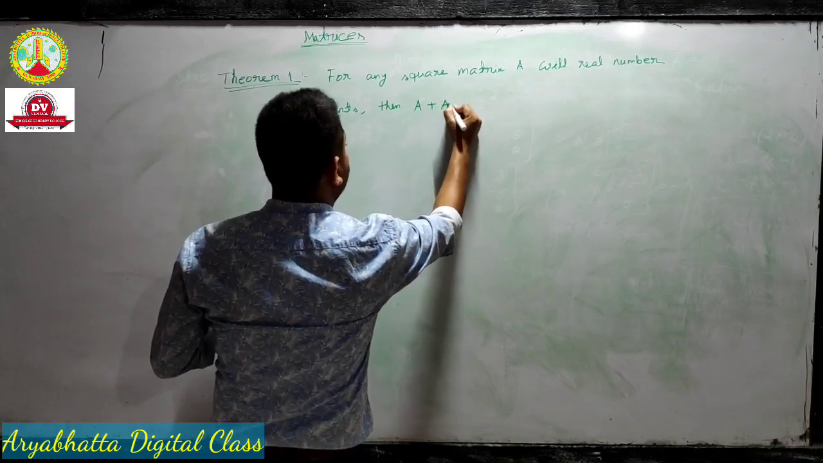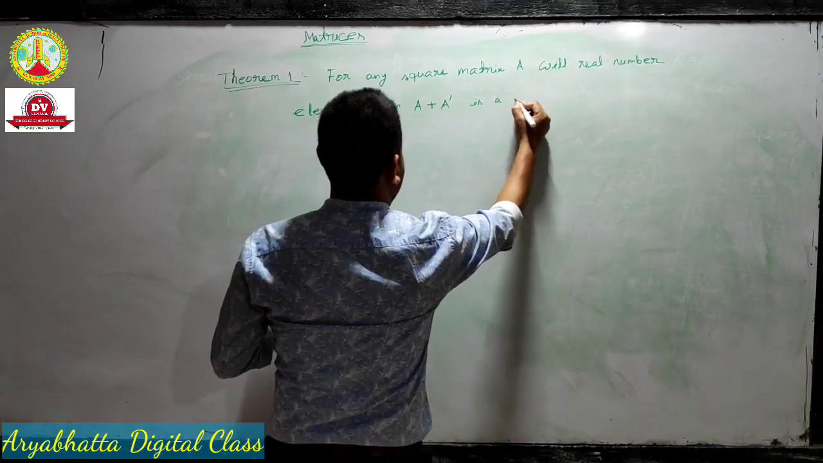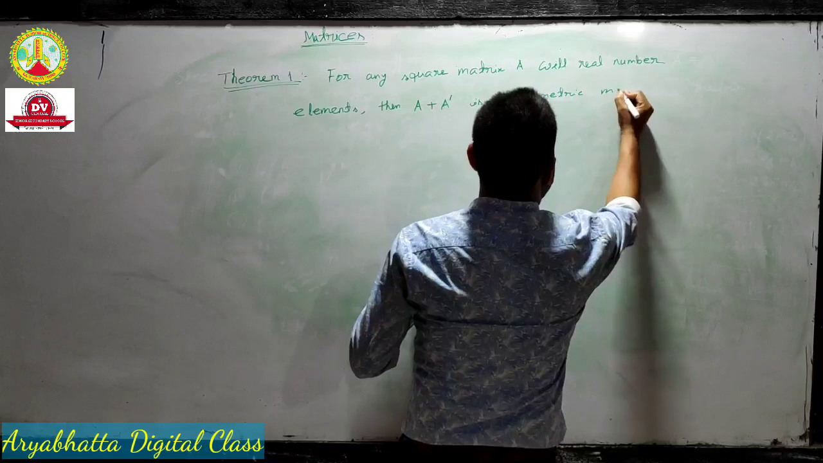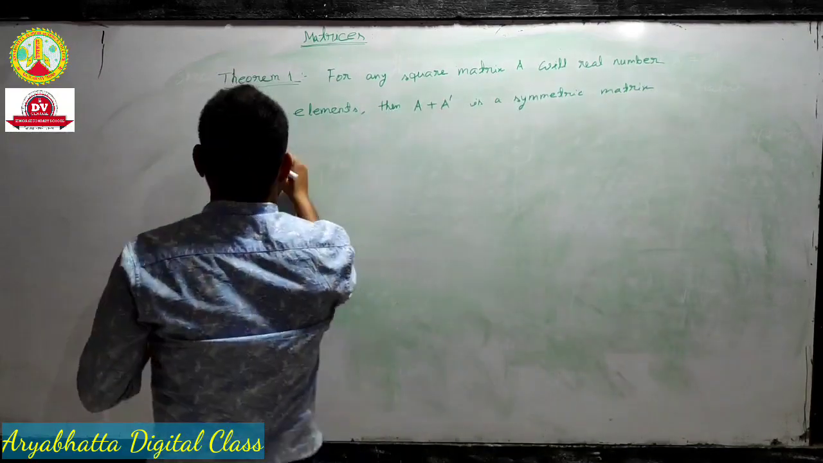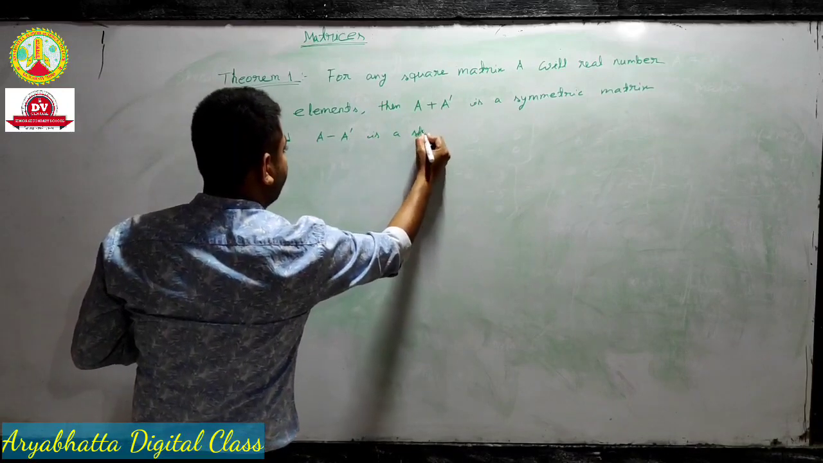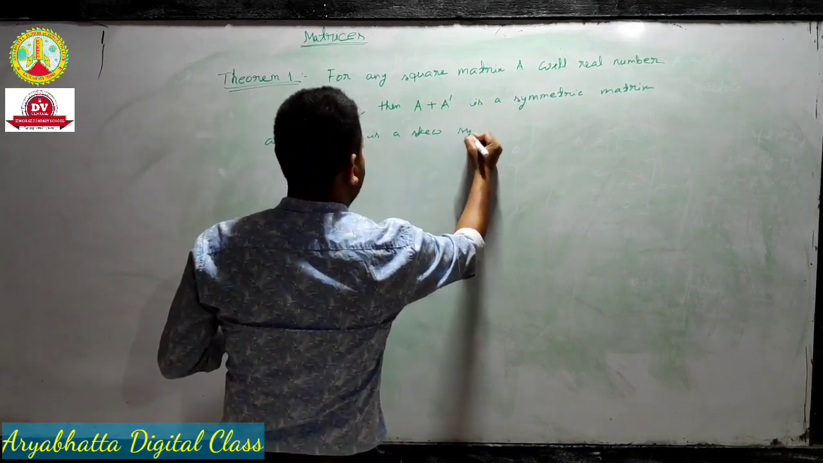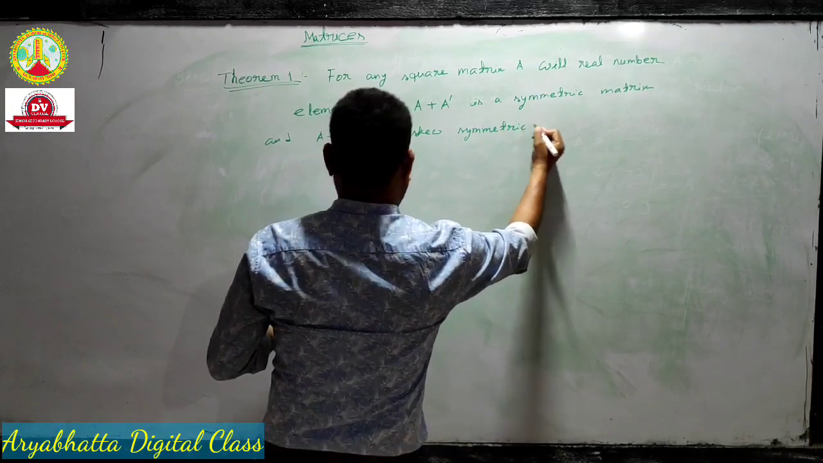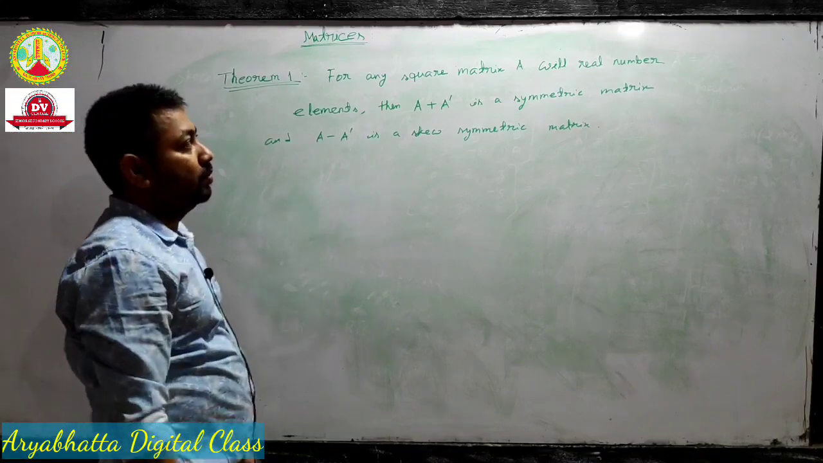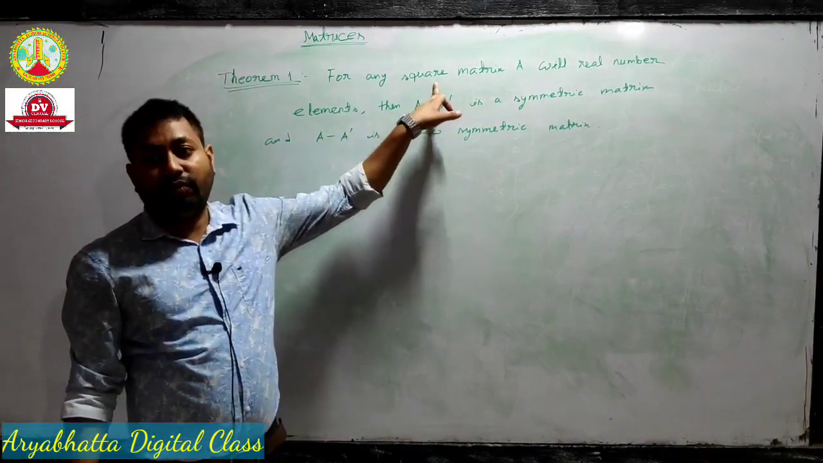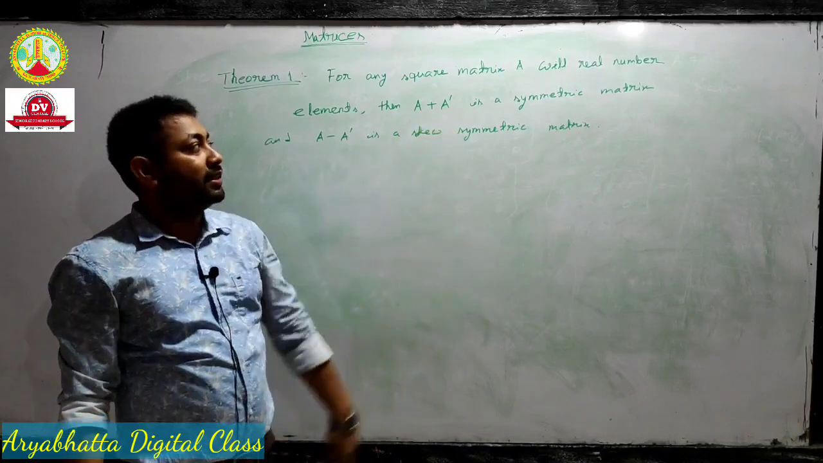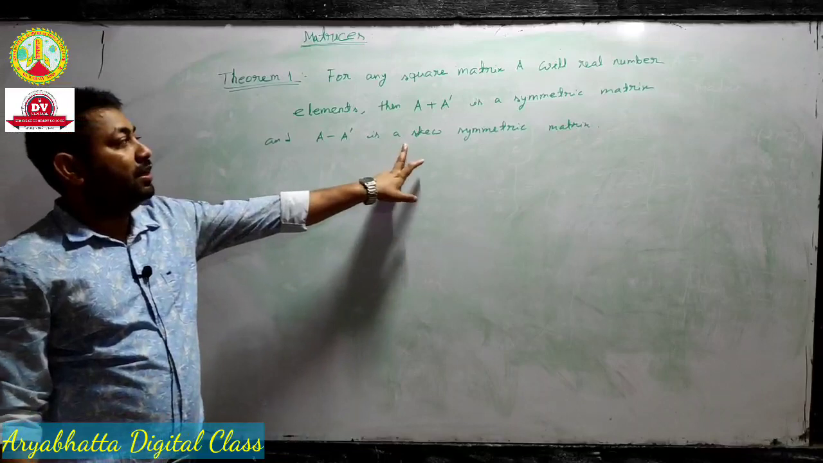then A plus A dash is a symmetric matrix, and A minus A dash is a skew-symmetric matrix. Theorem 1. For any square matrix A with real number elements, A plus A dash, meaning A plus the transpose of A, is a symmetric matrix, and A minus A dash is a skew-symmetric matrix.